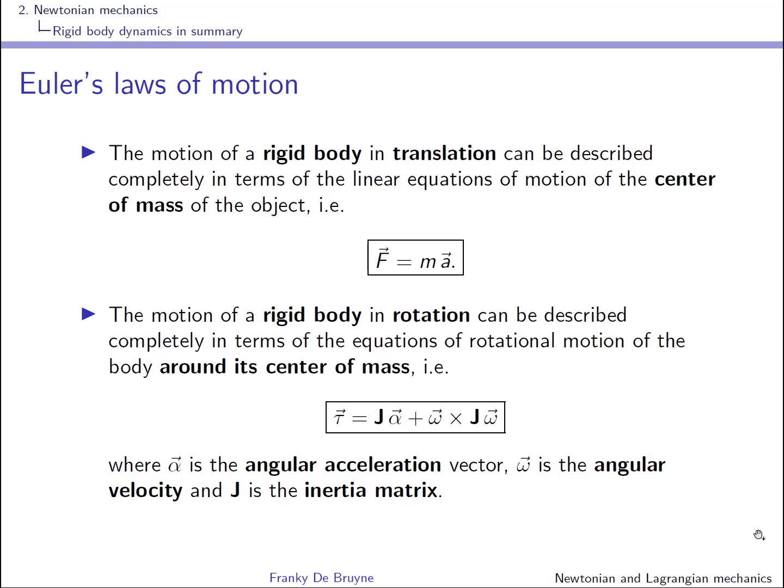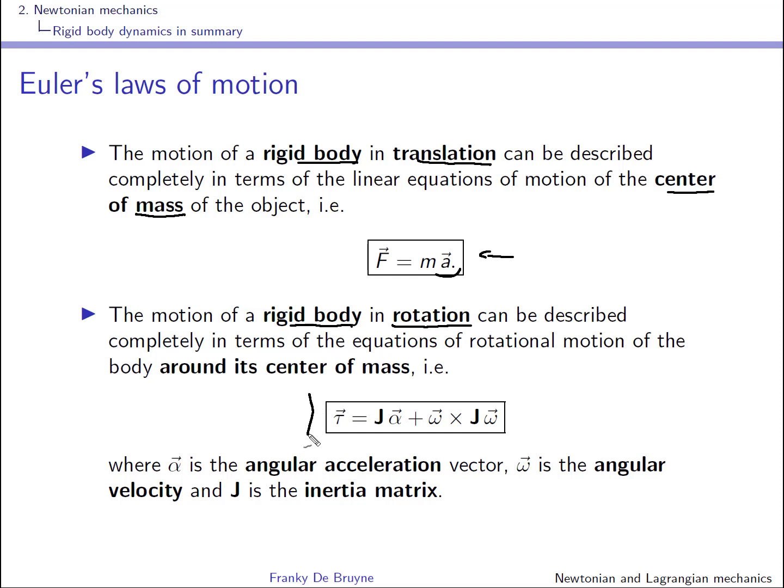Okay, let's make a summary. If you have a rigid body, you can describe its motion in translation and in rotation. Yeah, this equation here, it's the second law of Newton. Mass times acceleration vector is the net force applied on this object, on this rigid body, but you have to take into account that it's written for the center of mass of the object.